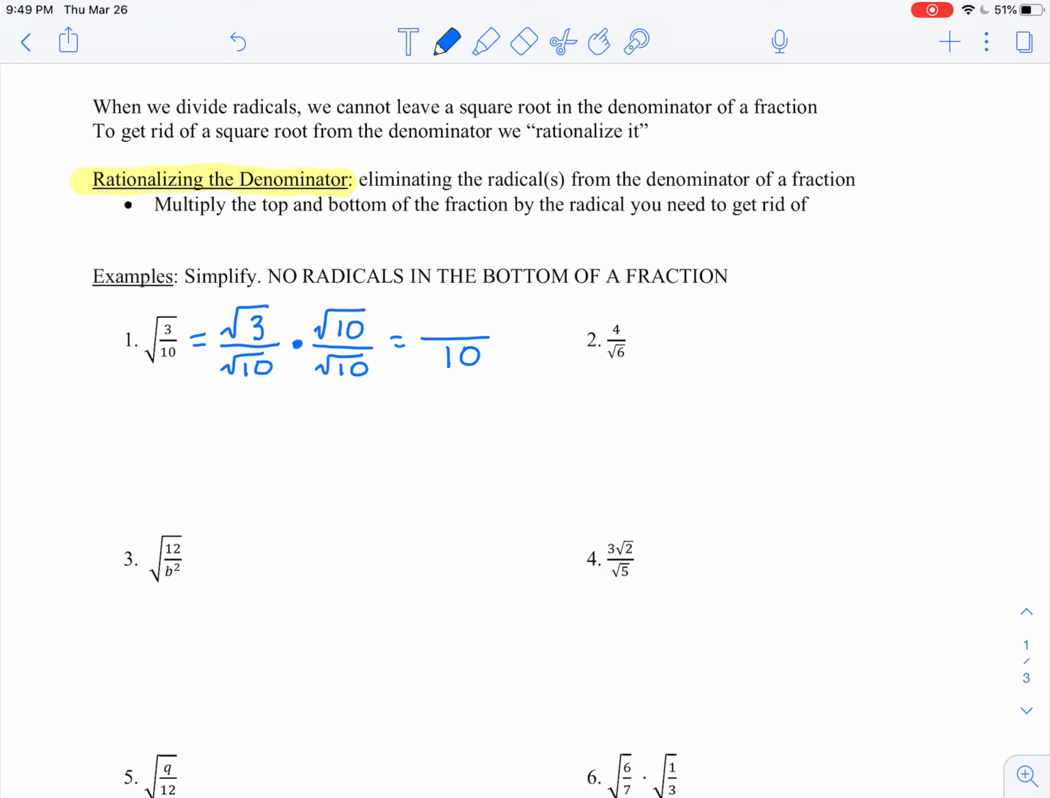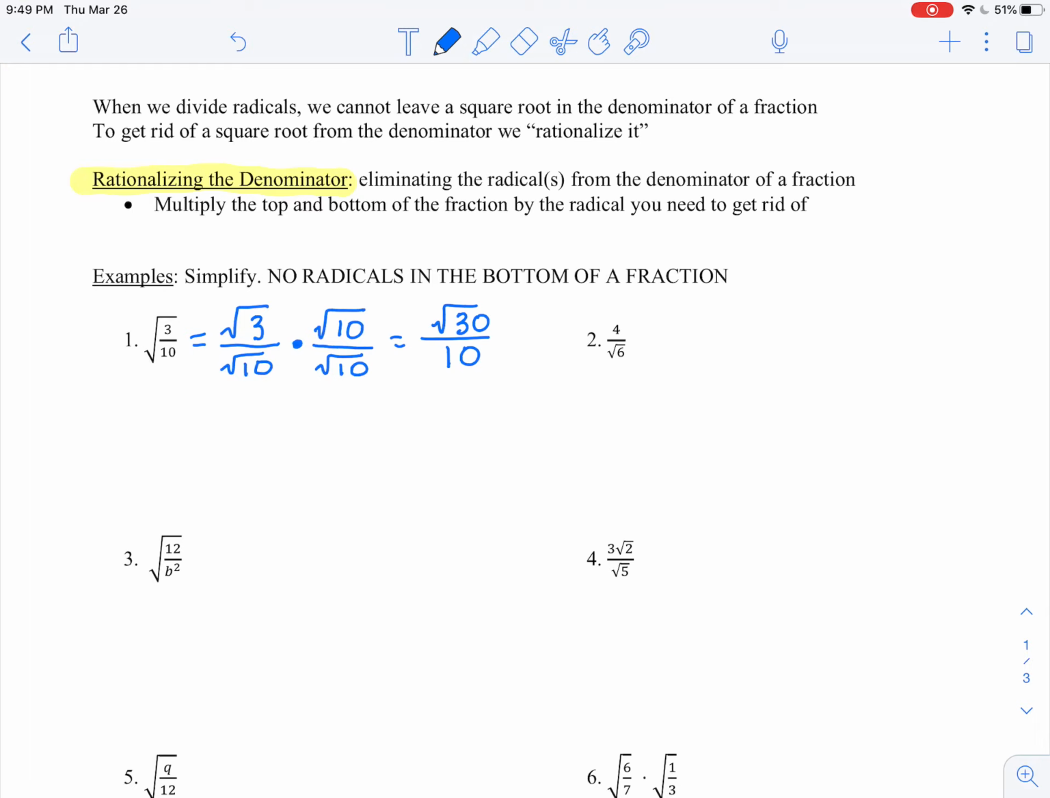And when I multiply square root 3 by square root 10 in the top, I get the square root of 30. So we've rationalized the denominator. We've gotten rid of the square root in the bottom of the fraction. We always have to make sure that there's nothing else to simplify. In this case, there's not. There are a couple of things that we look for. We need to make sure that there are no perfect square numbers that go into our radicals, and there is no perfect square number that divides into 30.